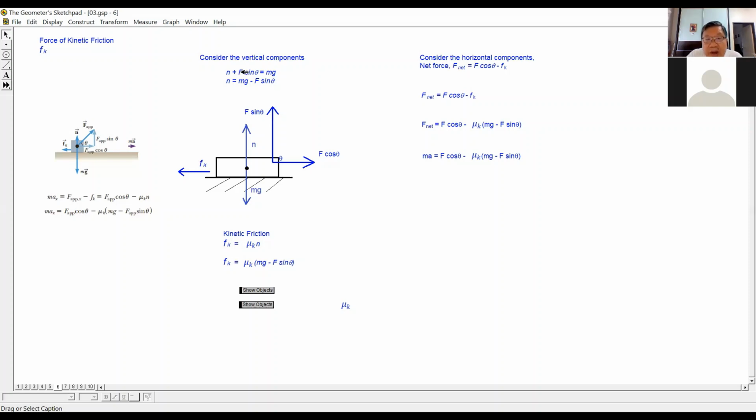I can do this by moving the F sine theta to the right-hand side. So the normal reaction is mg minus F sine theta. So now I found out the normal reaction is actually mg minus F sine theta.